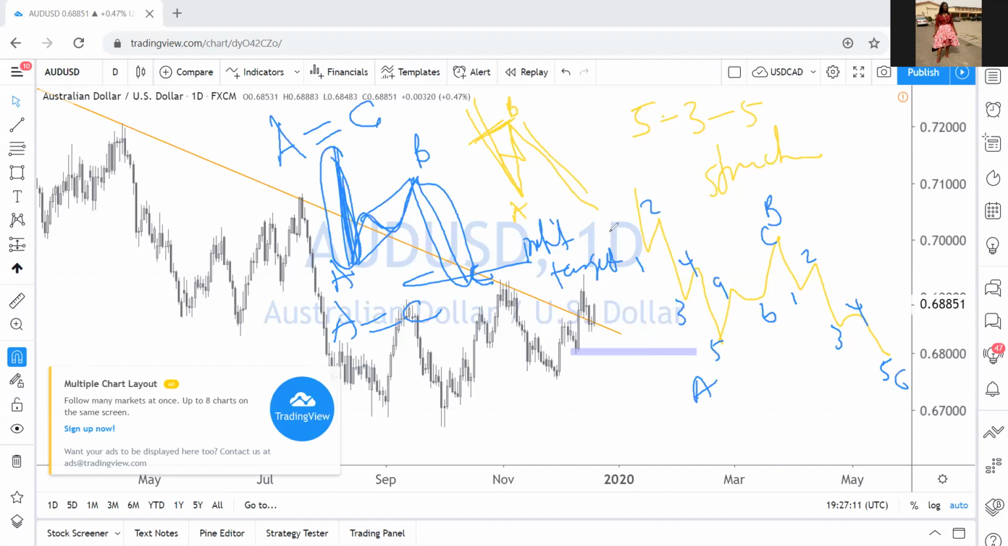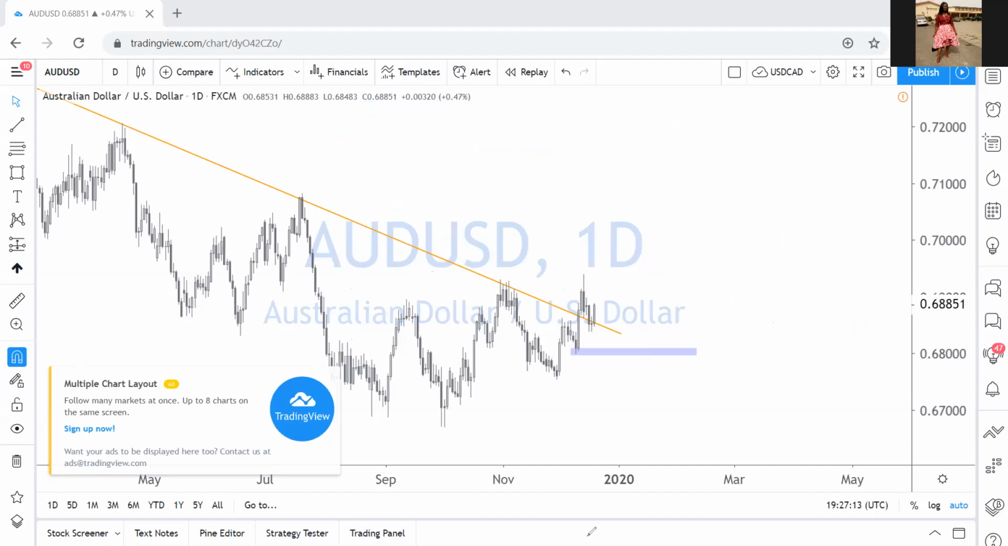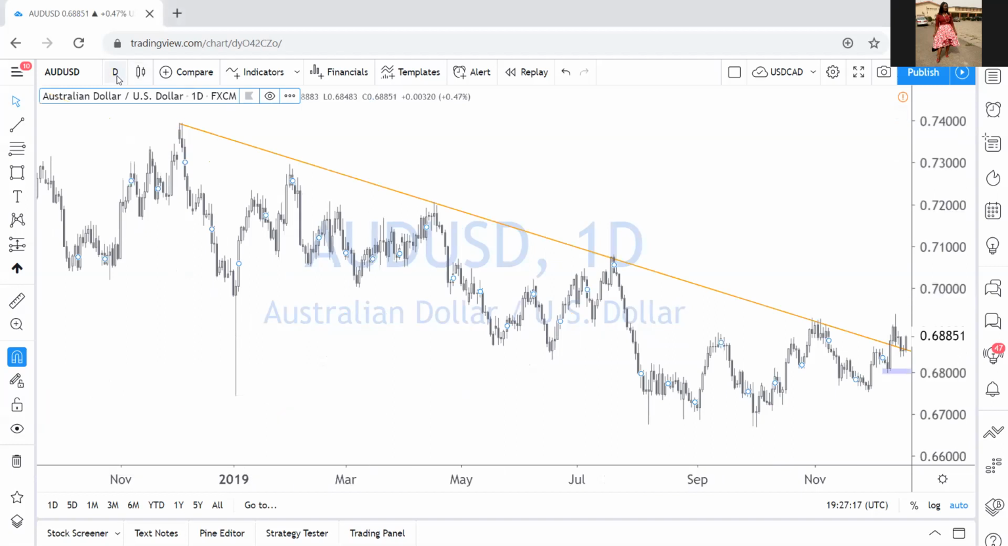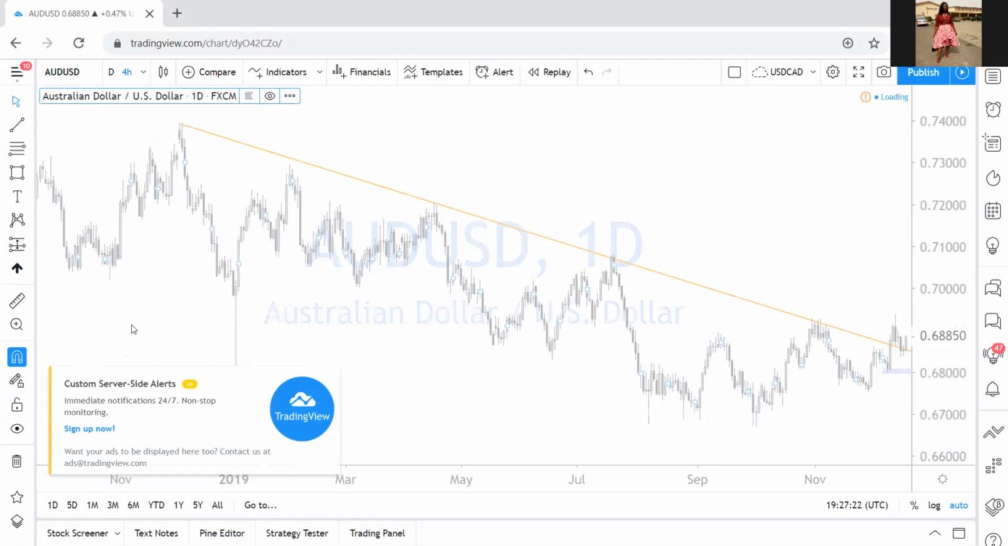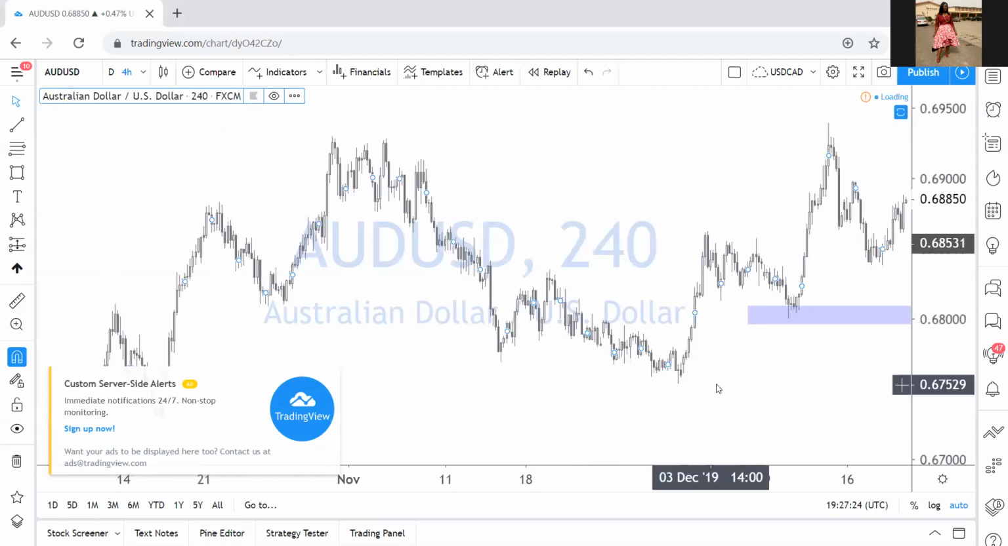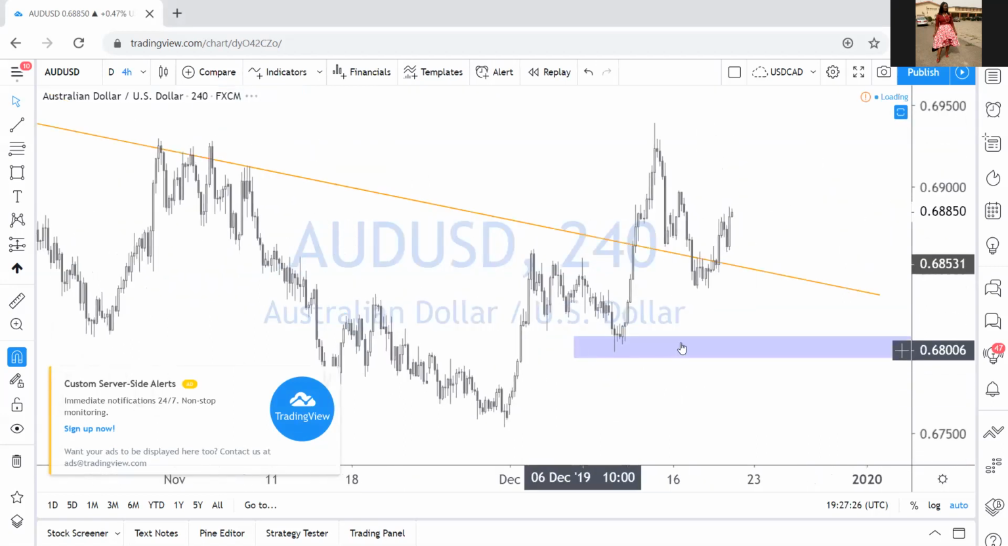So briefly, let me show you an example of zigzag in the market. Let's go to a smaller time frame like 4 hours and spot a zigzag corrective structure. I've already seen one, guys. Look at this.